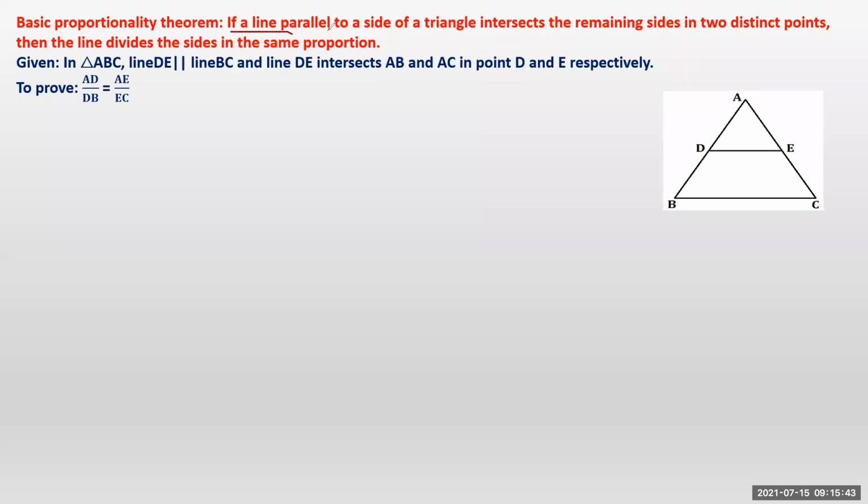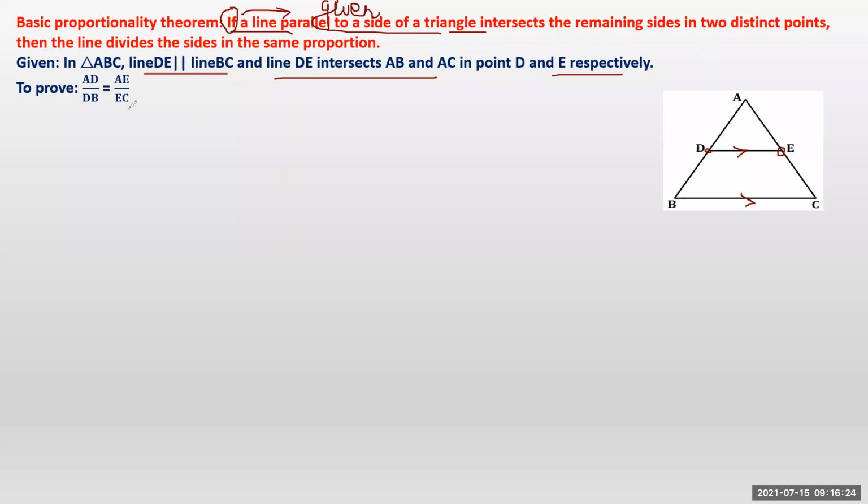If a line parallel to the side of a triangle. So check, this line DE is parallel to side BC. Always remember this: whatever comes after if is given. So given DE parallel to BC. And the points of intersection you will write as D and E. Intersects at D and E. Is this clear?